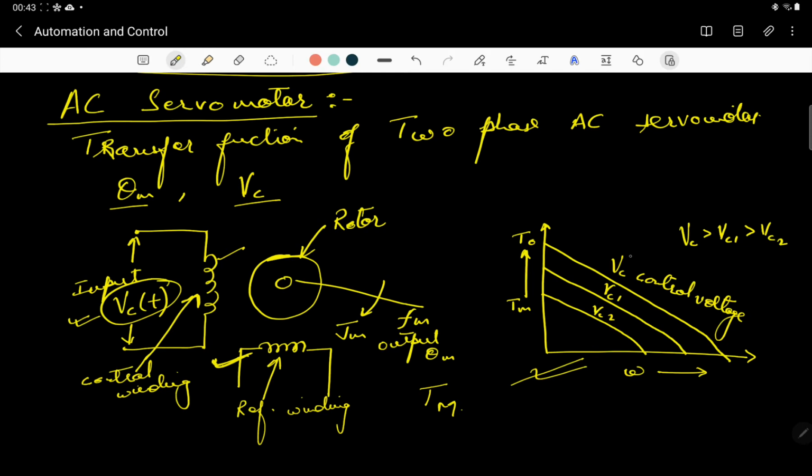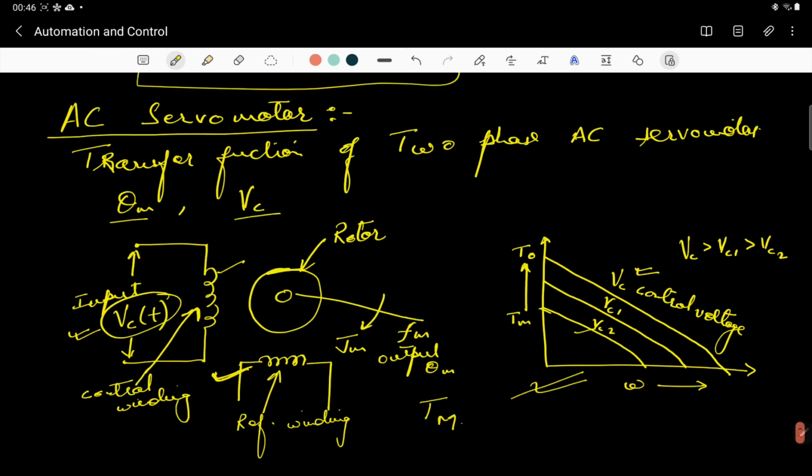You can see that here is a control voltage. Control voltage VC is the maximum, VC1 is less than that, and VC2 is less than that. So when VC is maximum, this will be T0, and as you decrease it, likewise your torque is going to decrease. Simply this is the relationship or the torque speed characteristics of the two-phase AC servo motor. All right, now just keep in mind these characteristics under this two-phase AC servo motor diagram.